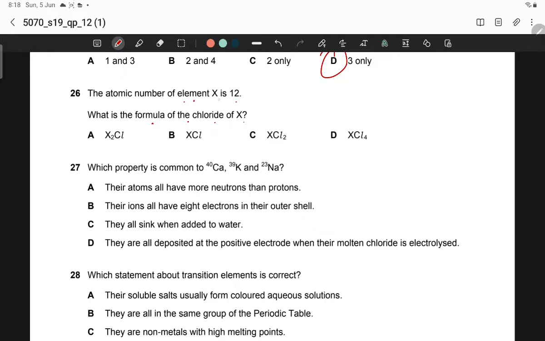Atomic number of X is magnesium. X is 12. Atomic number, that is magnesium. So what is the formula of chloride X? If X is 12, magnesium carrying 2 positive, chloride carrying -1, so this is MgCl2. What is the formula of the chloride of X? C.